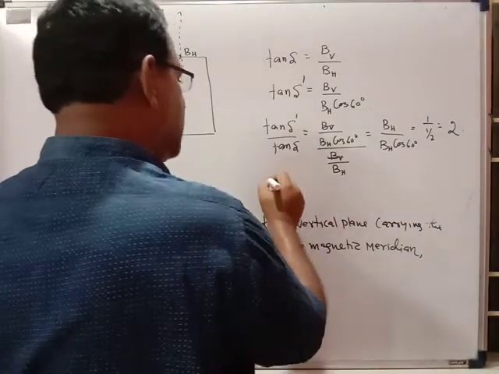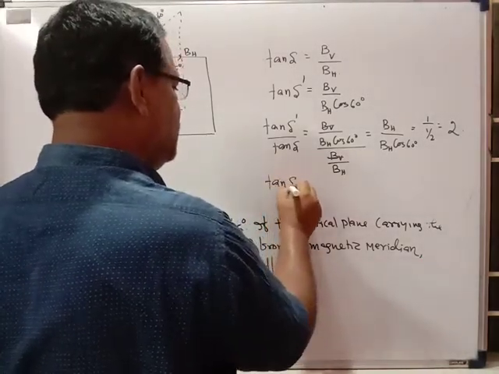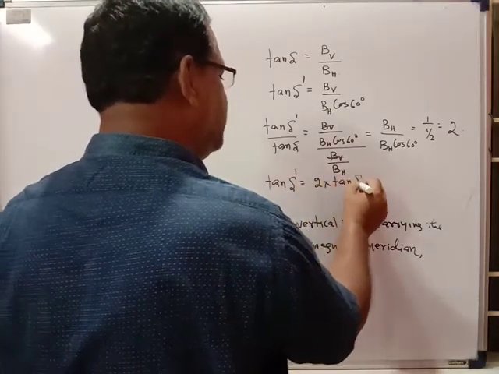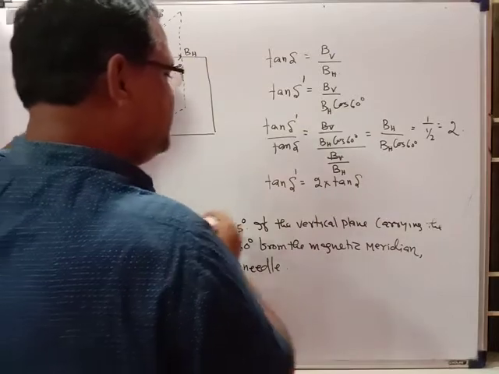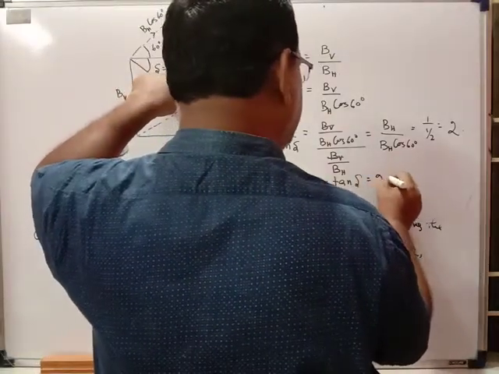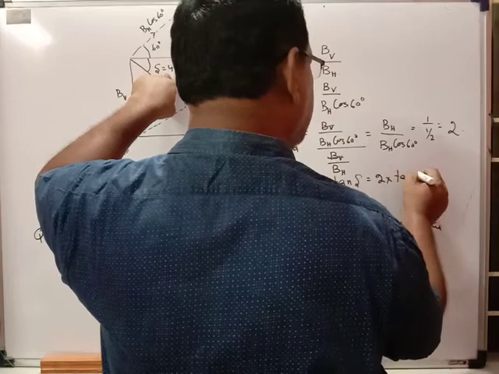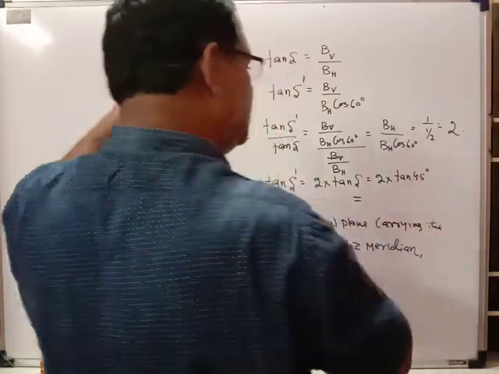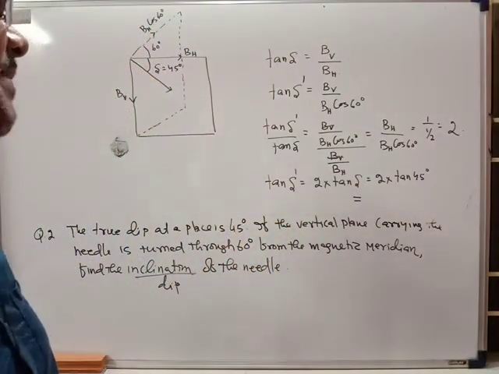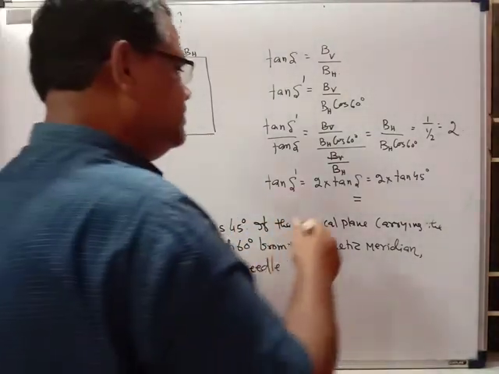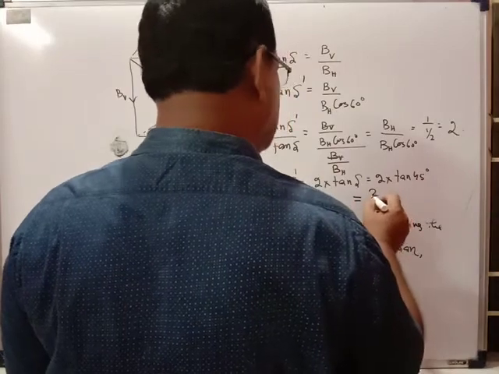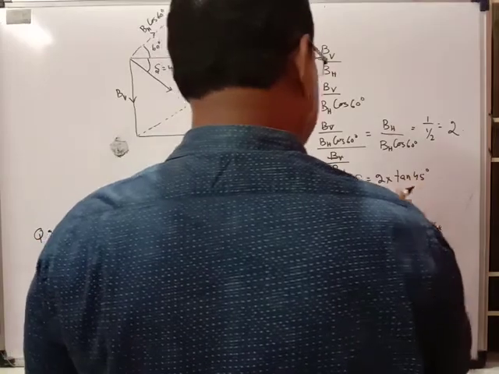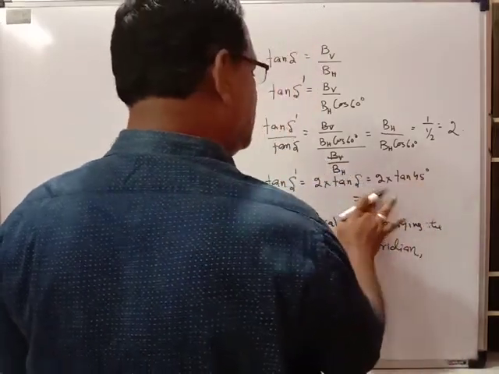So what you get is tan delta dash equal to 2 multiplied by tan delta. Because delta initially, you know it, is 45 degrees. So that is equal to 2 into tan 45 degrees. Sorry, tan 45 we are getting equal to 1.